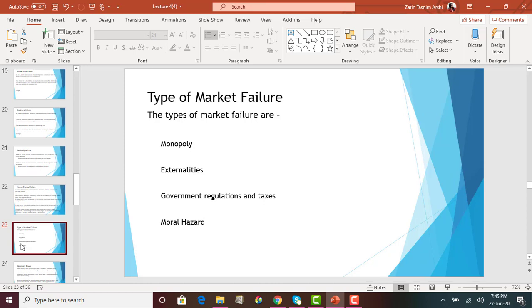Now there are 4 different types of market failures, or these are the 4 reasons why we can have a market failure. The first one is a monopoly, the second one is externality, the third one is government regulations and taxes, and the fourth one is called moral hazard.